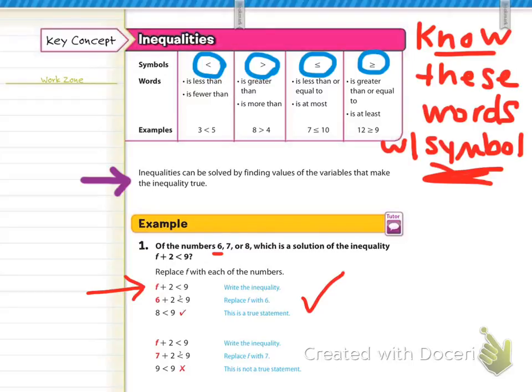However, if we were to substitute here 7 for F, we have 7 plus 2. Is that less than 9? And if we look, 7 plus 2 is 9. The symbol is saying, is it less than 9, not less than or equal to? So this is not a true statement, and it would not be a solution. 8 would not be a correct solution either, because it would be greater than 9.